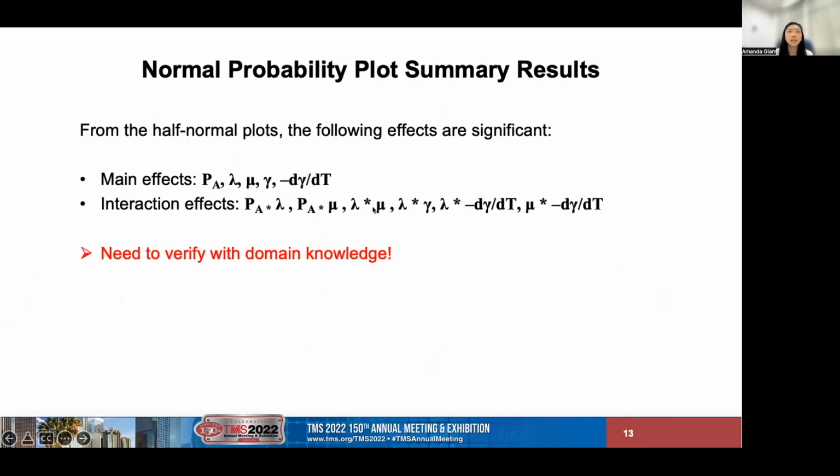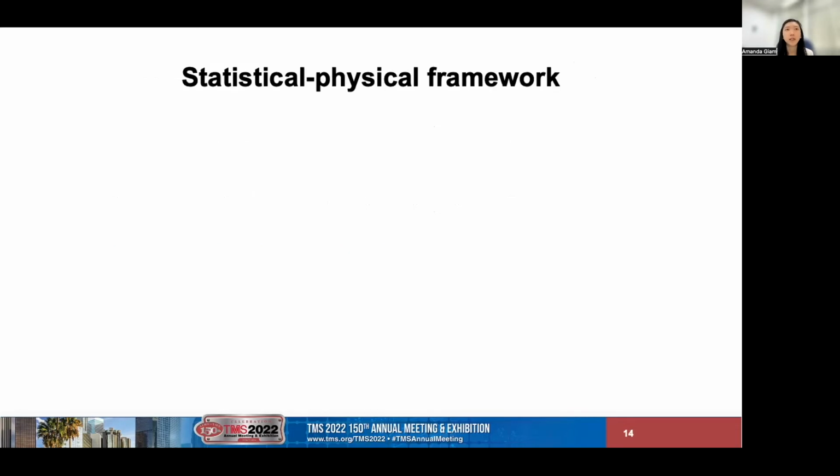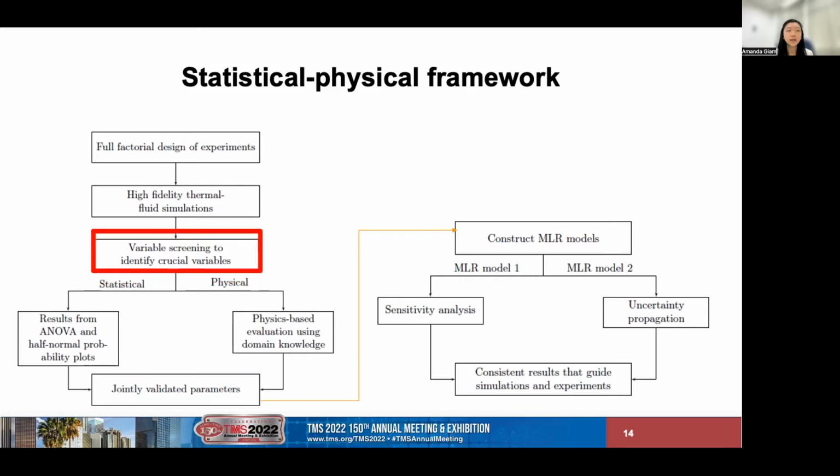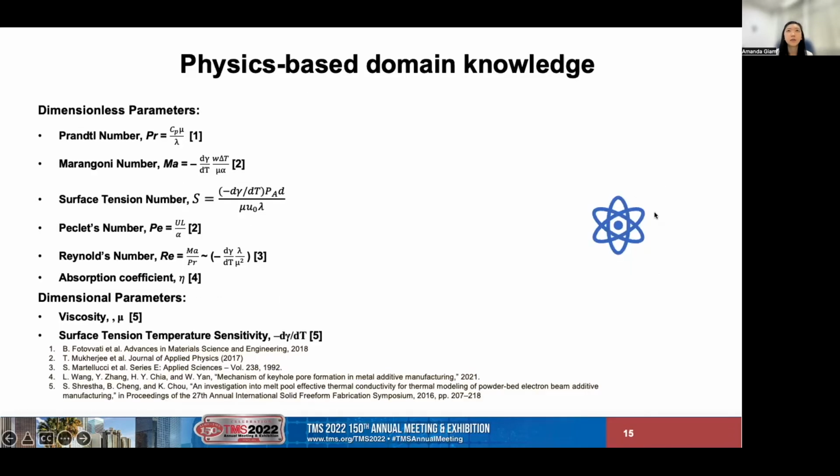And so this is a summary of what we have concluded from the half-normal plots: these are the corresponding main as well as interaction effects that are suspected to be significant. What we want to do is to verify this with physics-based domain knowledge. So now we move to the next segment of the statistical-physical framework, which is on physics-based evaluation.